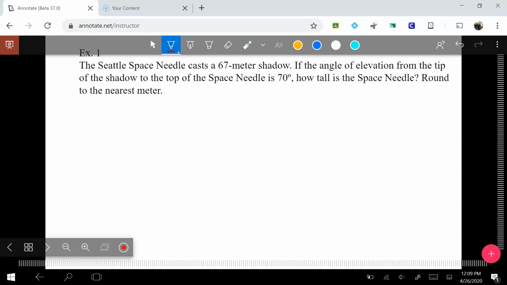So this says the Seattle Space Needle casts a shadow of 67 meters. So we know shadows are going to be on the ground. So right here, I'm going to have 67 meters. The angle of elevation from the tip of the shadow is 70 degrees. How tall is the Space Needle? So you have to think of where the height is going to be. So my choices would be here or here.